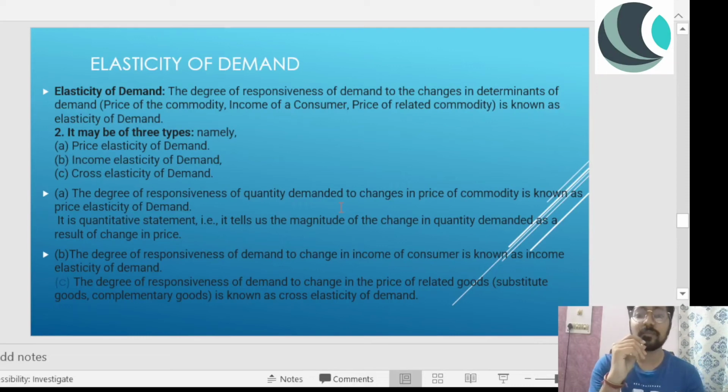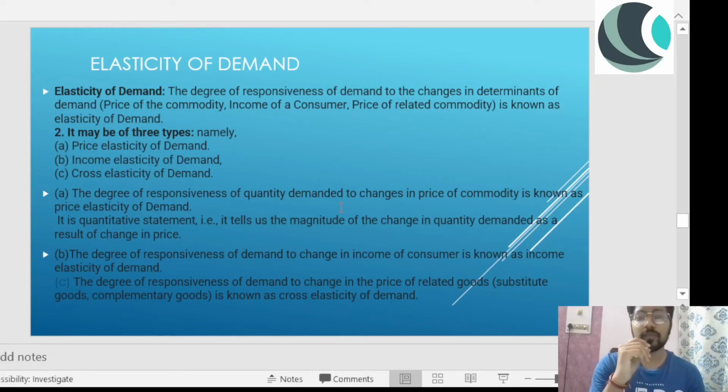We know there is change, but how much is the change? So that is represented by elasticity of demand. So there could be three types. First is price elasticity. Second, income elasticity. Third is cross elasticity. Right. First, we'll talk about the price elasticity of demand.